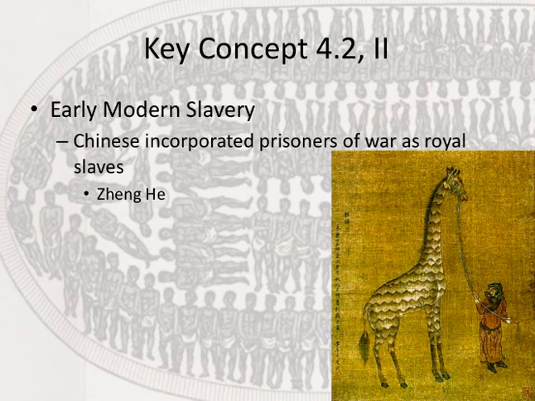So we talked about Zheng He in Key Concept 4.1's video. But I want to remind you that he was a slave. He was born a Muslim in Western China and was taken as a prisoner of war and made into a royal slave. And he eventually became an admiral and had a very astonishing life. However, he did begin as a slave.